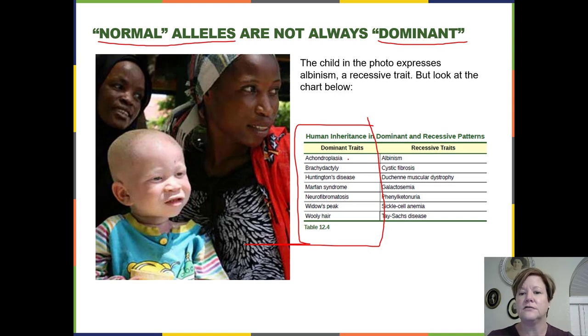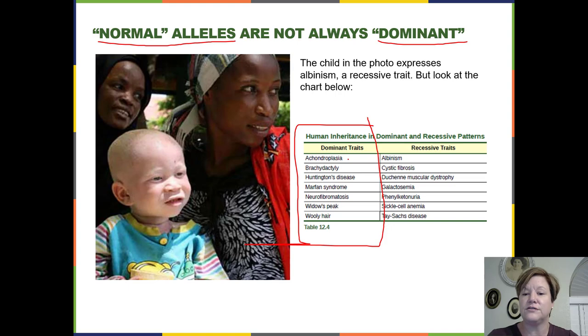That's a dominant allele. It's just not very common in the population. Most people don't have that dominant allele. We're pretty much recessive for that, so we don't have it. But it is a dominant allele. So dominant alleles are not necessarily the most common. I guess that's another misconception, that the dominant allele has to be the most common allele. Sometimes that's true, but it's not necessarily true. So achondroplasia is the dominant allele, but most of us don't have dwarfism.